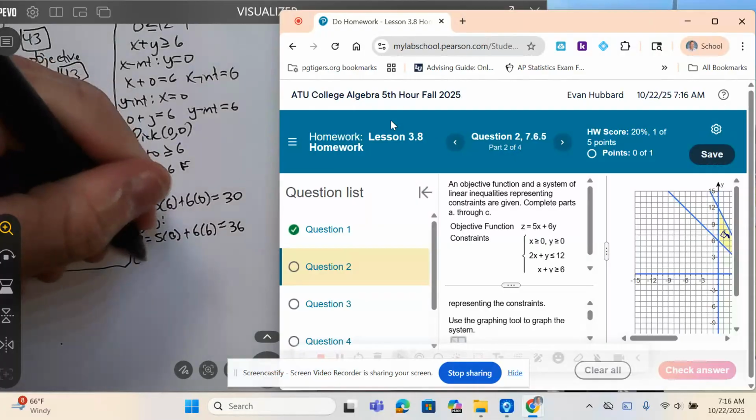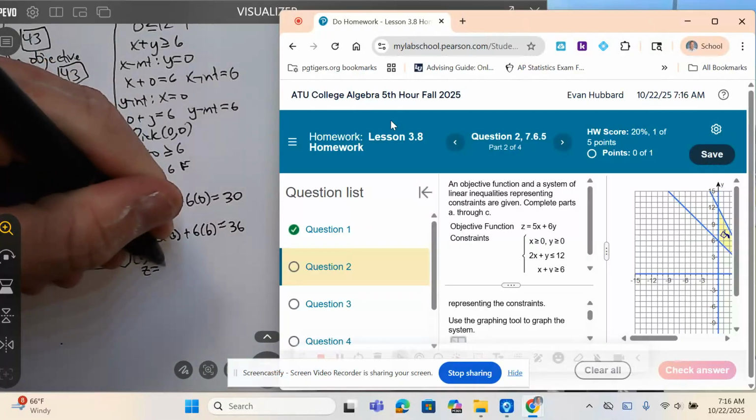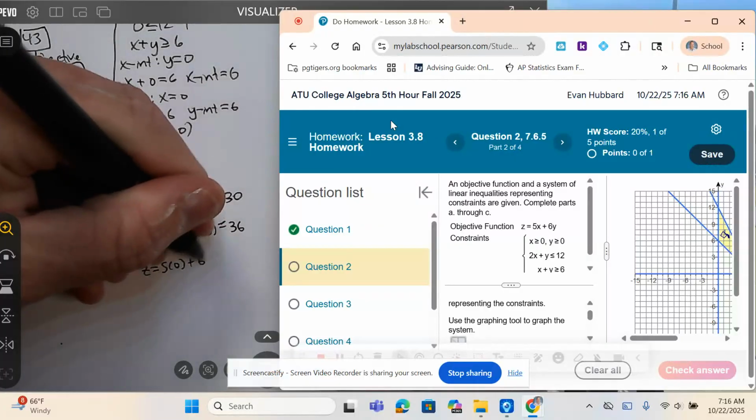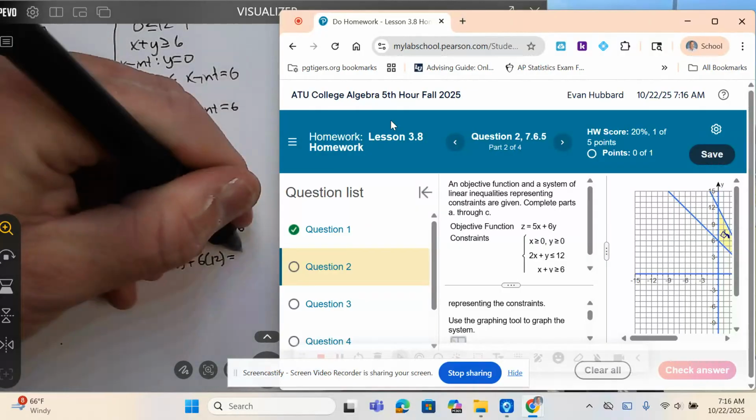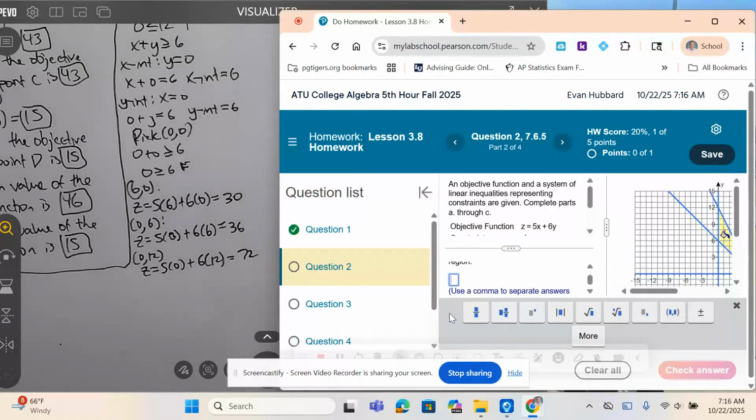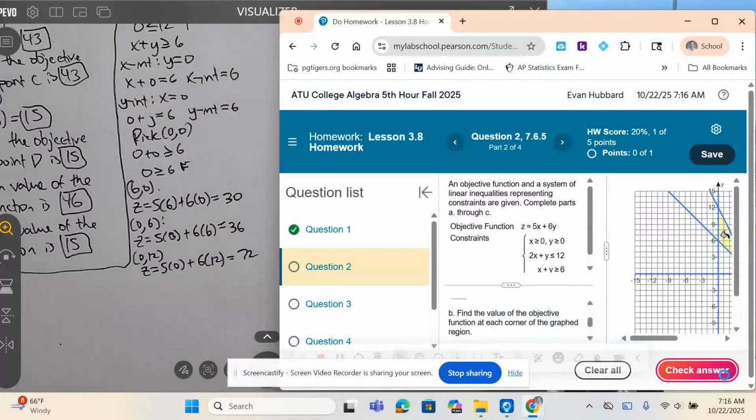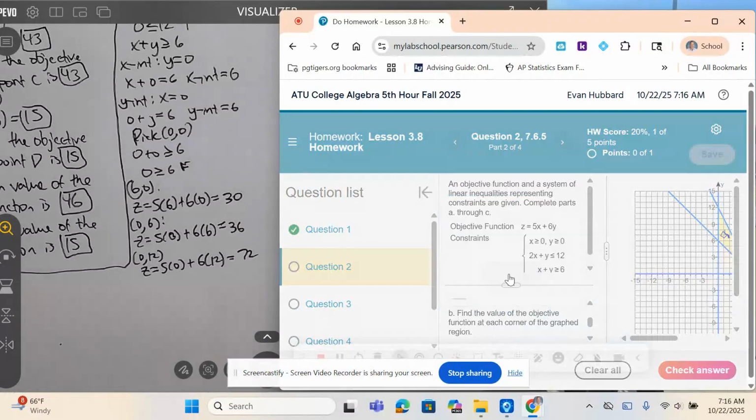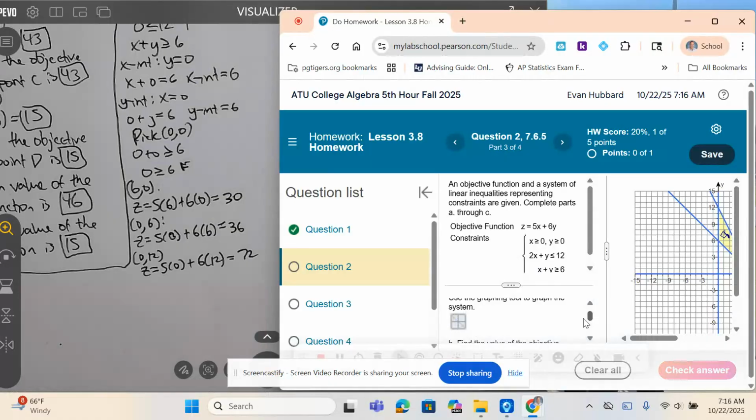0, 12. So z equals 5 times 0 plus 6 times 12. So that's 72. So I'm guessing they want me to put commas on this. 30, comma, 36, comma, 72. I'm not sure that is what they want. Okay, let me write that down.